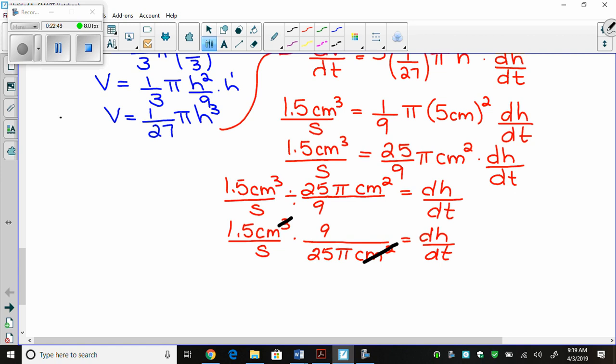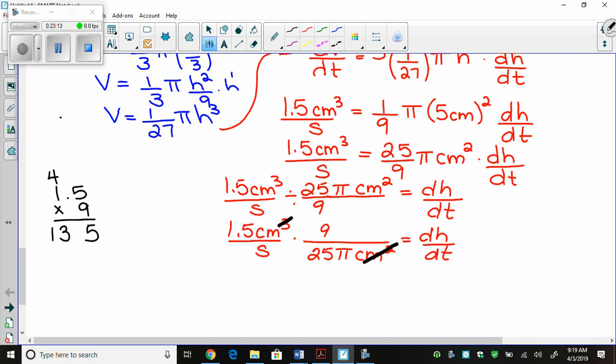What's 1.5 times 9? 9 plus a half, so 13.5. I'll show you how to do it longhand. 1.5 times 9. 9 times 5 is 45. Carry the 4. 9 times 1 is 9 plus 4 is 13.